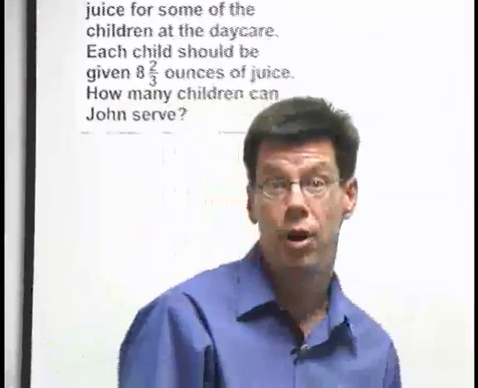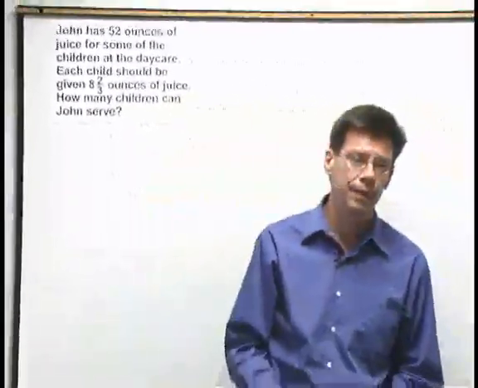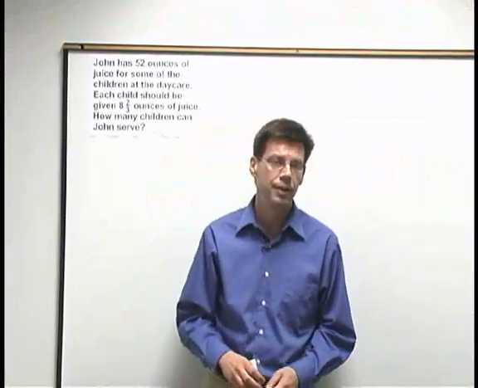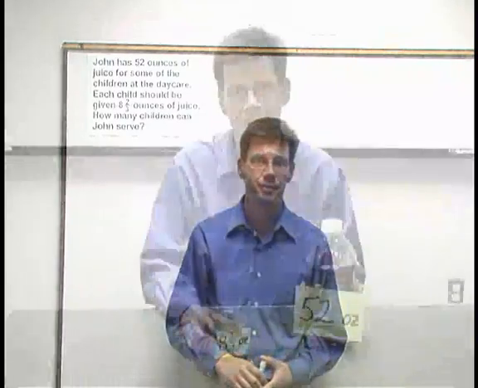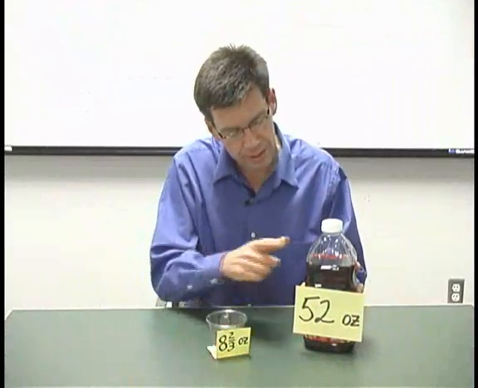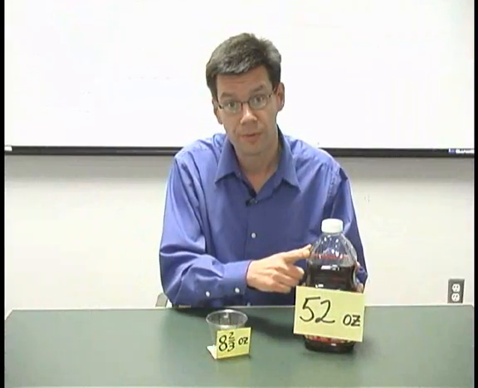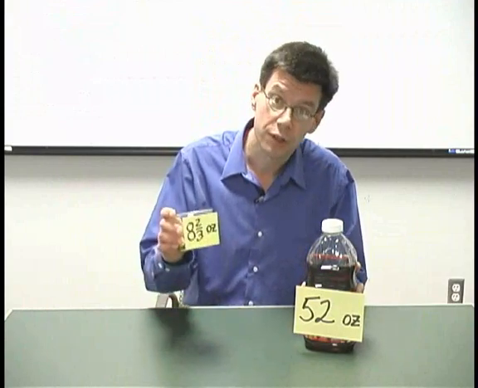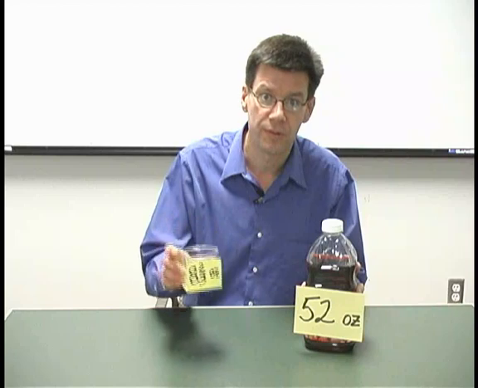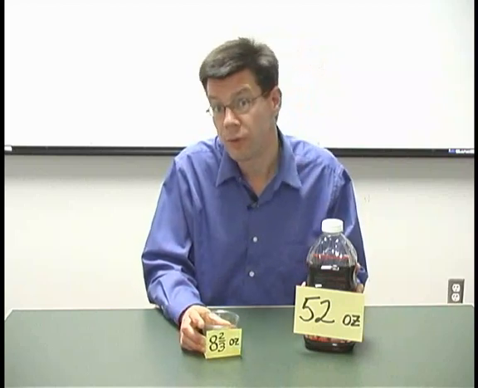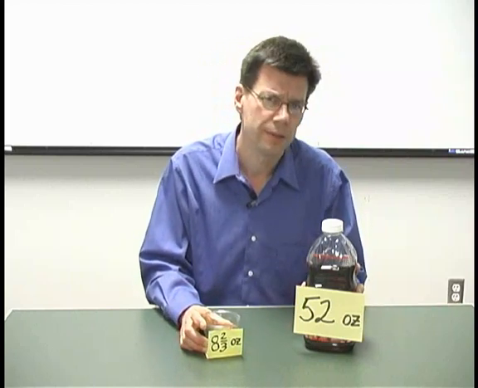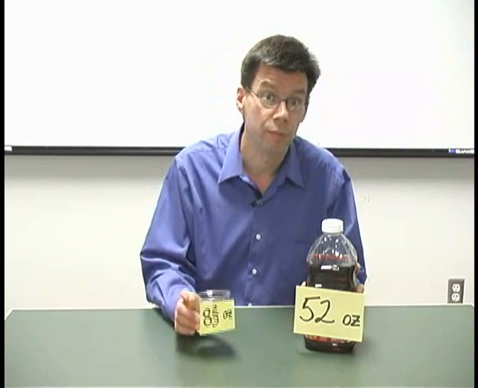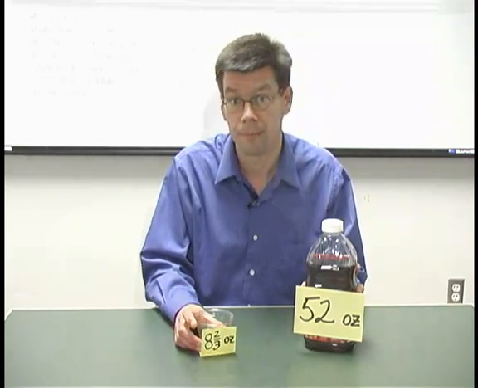Before we do this problem on the board, let's take a look at a container of juice and a cup that are just the right size. Here I have a bottle containing 52 ounces of juice. We're going to pour the juice into cups where each cup holds 8 2/3 ounces. Now before we start pouring the juice, let's go to the whiteboard and do the math to figure out how many cups we're going to be able to fill.